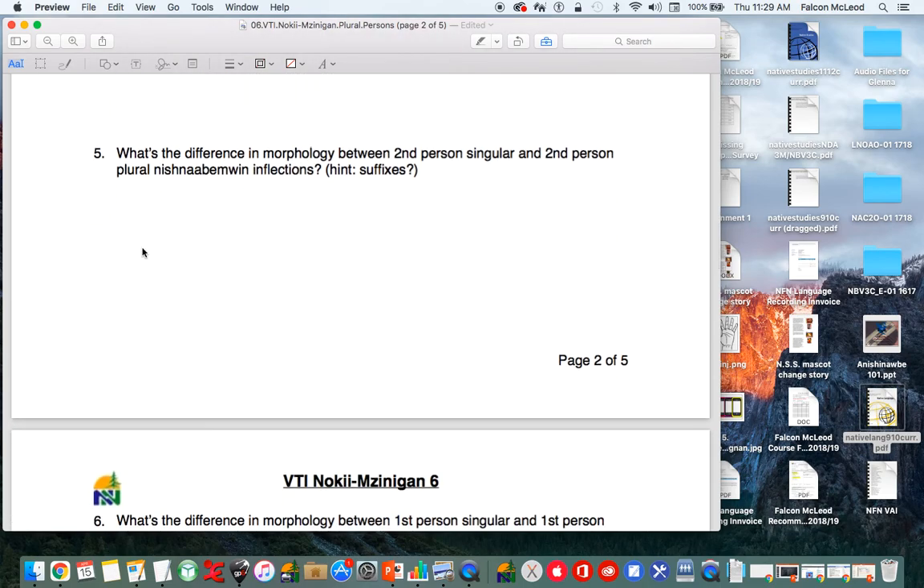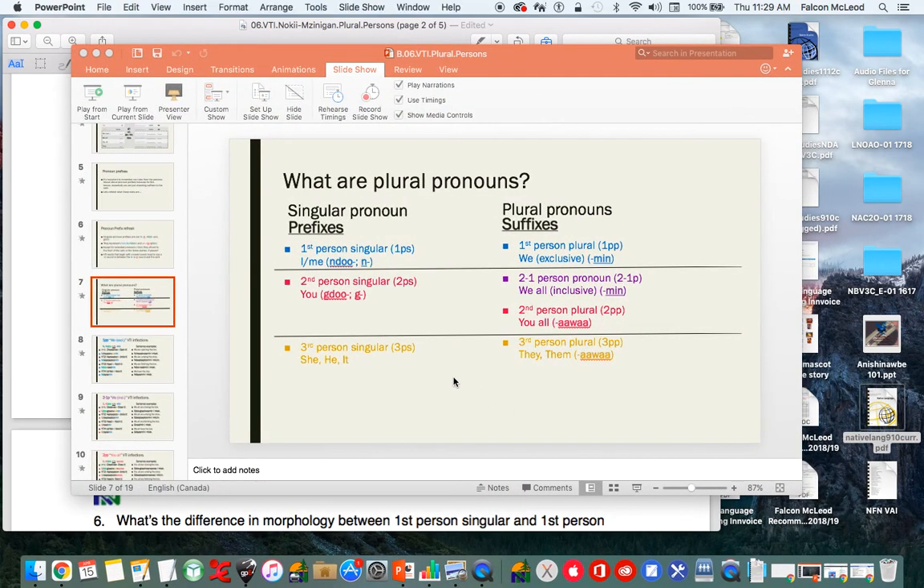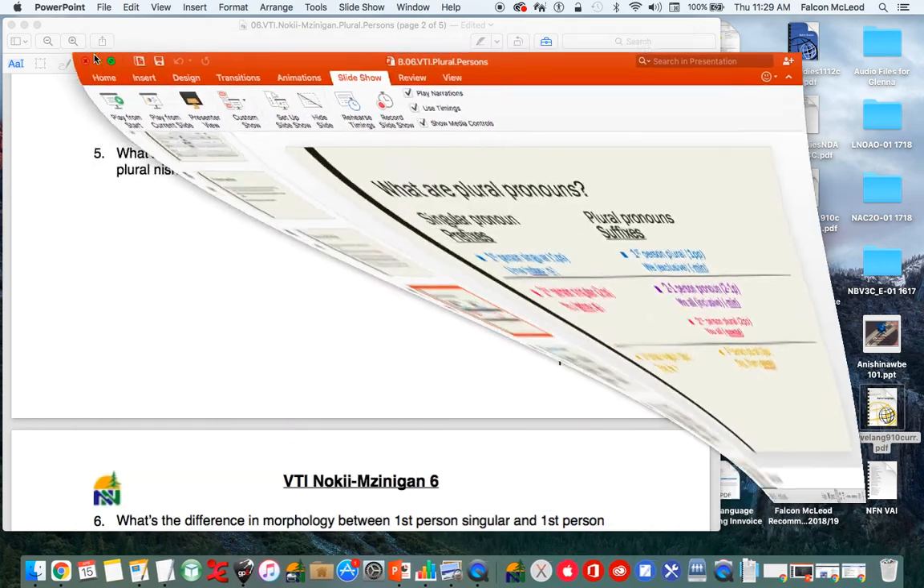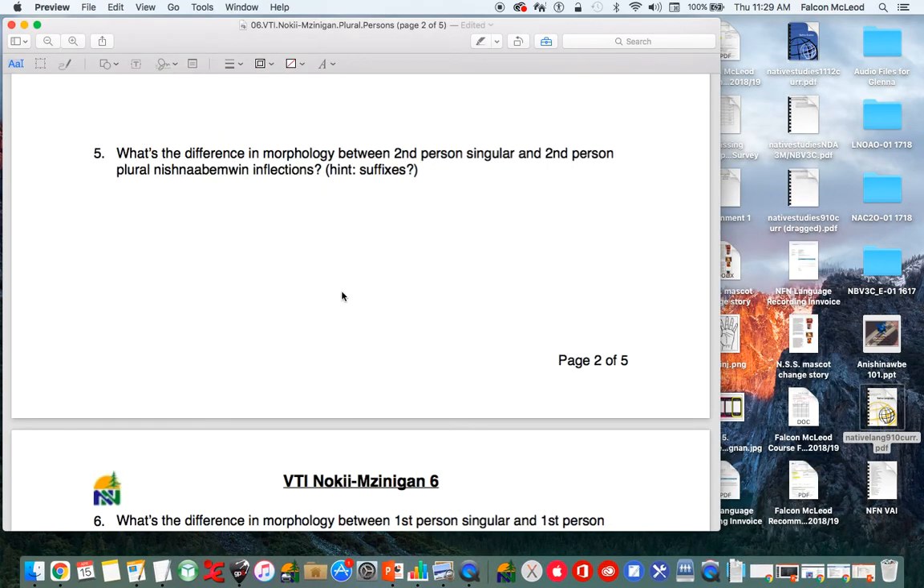What's the difference in morphology between second person singular and second person plural Nishnaabemwin inflections? Hint, what's the suffixes we're using? Again, you can go back to this one. Second person singular would just use git or gado in front, whereas second person plural would use git or gado in front, as well as an awa or aawaan. So I'll leave that for you guys to fill out there.